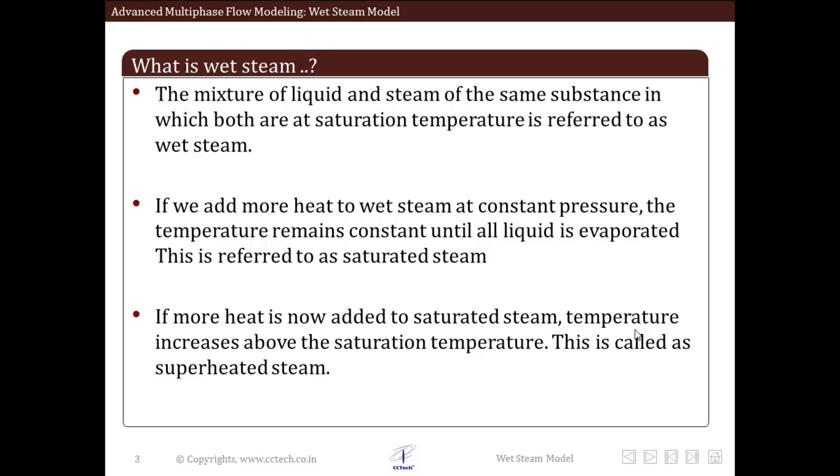Now, if we add more heat to the wet steam at constant pressure, the temperature remains constant until all the liquid is evaporated. This is referred to as saturated steam. Again, after this, if more heat is added to the saturated steam, temperature increases above the saturation temperature. This is called a superheated steam. So what we have to remember is initially we have a wet steam at saturation temperature, which is a mixture of liquid and steam. If we add more heat to this wet steam at constant pressure, the temperature remains constant, but the liquid goes on converting into steam. That is, the liquid goes on evaporating. When all liquid is evaporated at the saturation temperature, we have saturated steam. If we add more heat to the saturated steam, temperature increases above the saturation temperature, and then we have the superheated steam.